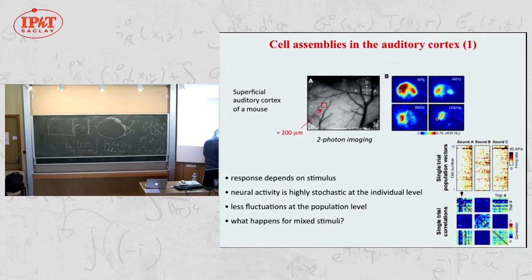Now you can measure some correlation between the activity corresponding to the same sound on two different trials, or two different trials corresponding to two different sounds. And you see that the correlation is much stronger between the trials corresponding to the same sound than between trials corresponding to different sounds. So it's very noisy, but there is some average signal there.